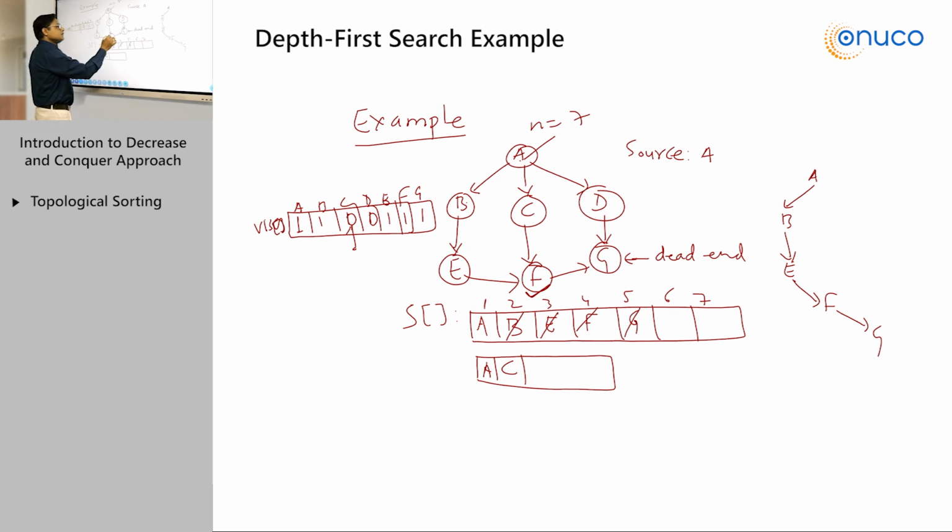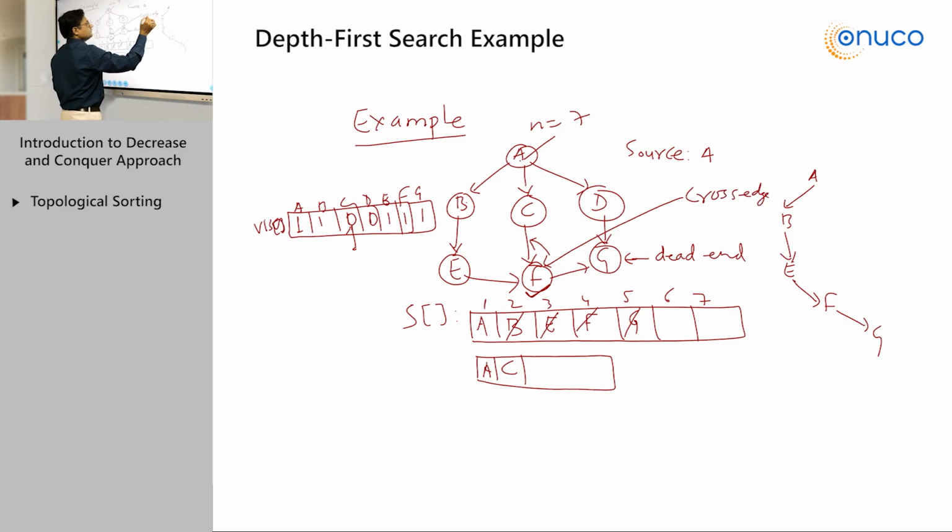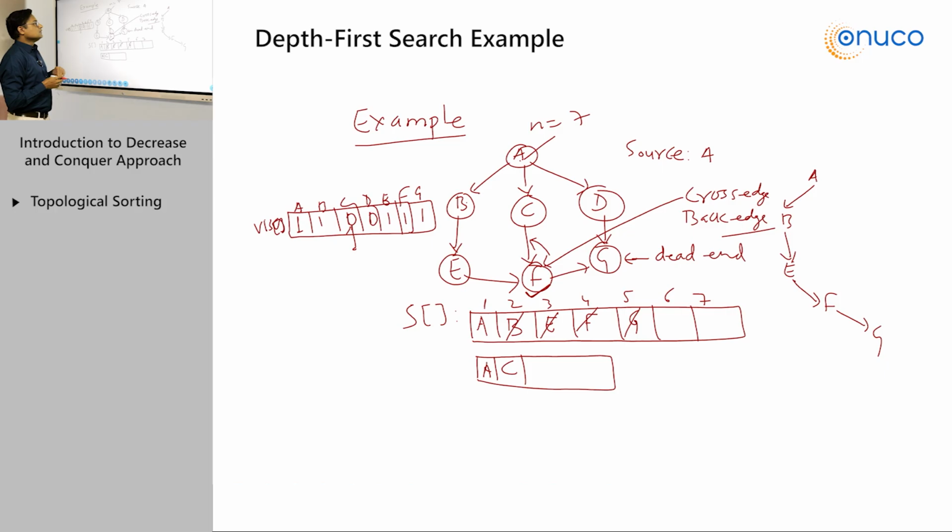It means this particular edge here is called a cross edge, or you can say a back edge, because this vertex is already visited in previous iterations. Now we go back. It means there is no further path from C. We remove C. We go back to A.